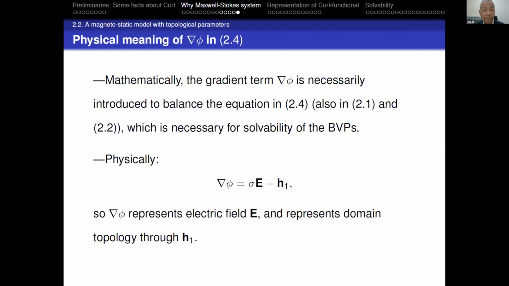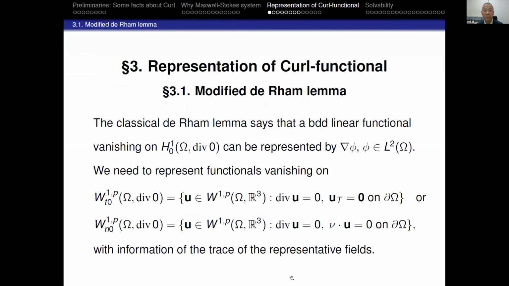Okay, now we move to the third part, the representation of Q function. We start with the modified Dirac lemma. And you know that the Dirac lemma says that a bounded linear function vanishing on H01 divergence 0, the Sobolev space with 0 boundary data and with divergence 0 inside the omega. Okay, if you have a functional vanishing in this space, then this functional can be represented by gradient phi. And you know phi belongs to, say, L2.